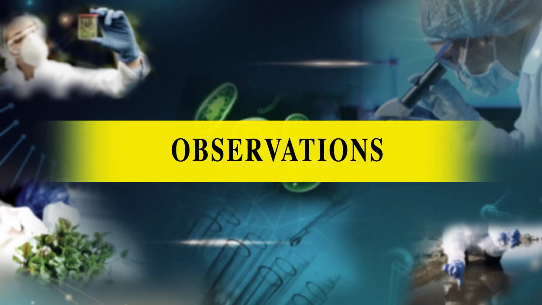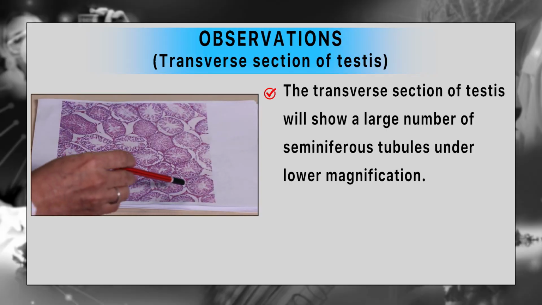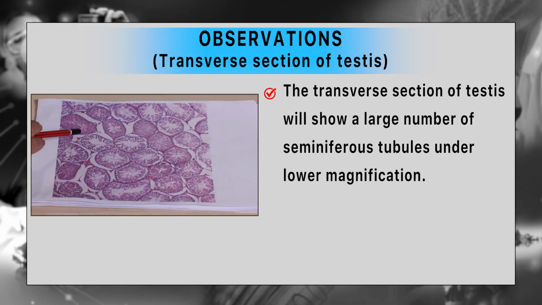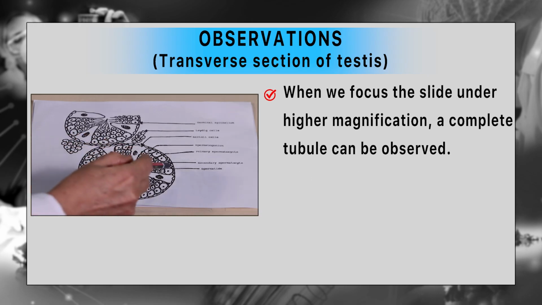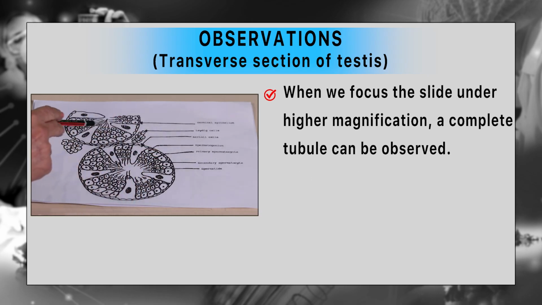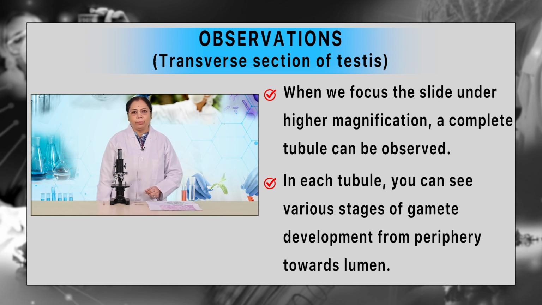After recording the features of both the slides, let us observe TS of testes first. The transverse section of testes will show a large number of seminiferous tubules under the low magnification. When we focus the slide under high magnification, a complete tubule can be observed. In each tubule, we can see various stages of gamete development from periphery towards the lumen.